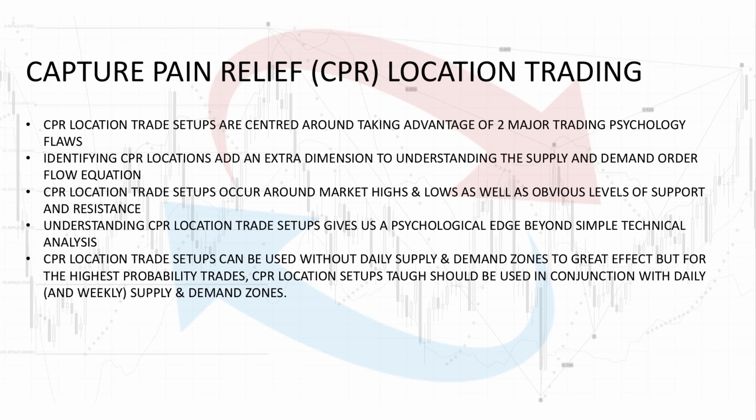Now, we're going to be identifying CPR locations, right? When identifying CPR locations, it adds an extra dimension to understanding the supply and demand order flow equation at a level. So what I mean by that is we need to understand everybody who is buying and selling, right? It's not just good enough to say, okay, well, the bulls are getting in and the bears are getting in, or there's some supply here, or there's some demand there.